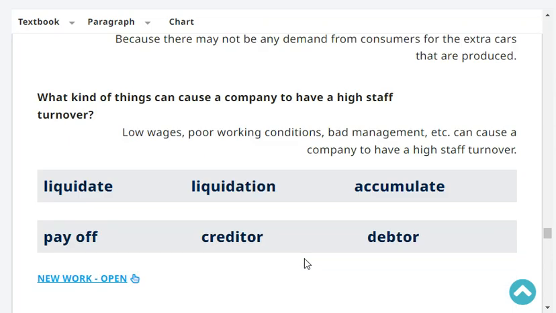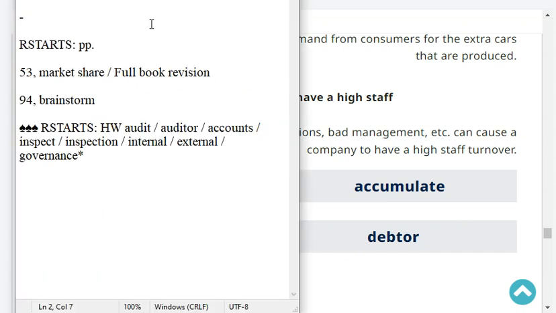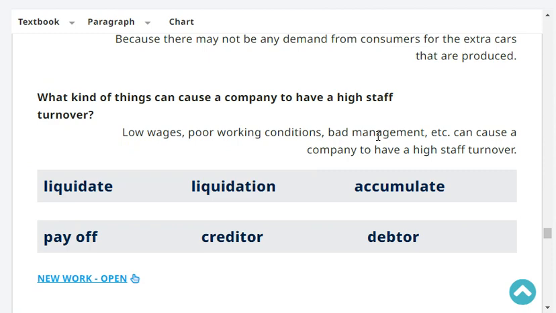Very good. What kind of things can cause a company to have a high staff turnover? Low wages, poor working conditions, bad management, etc. can cause a company to have a high staff turnover.